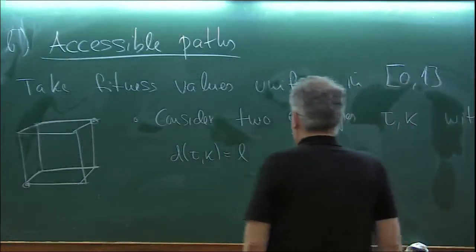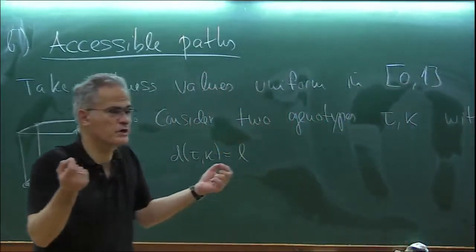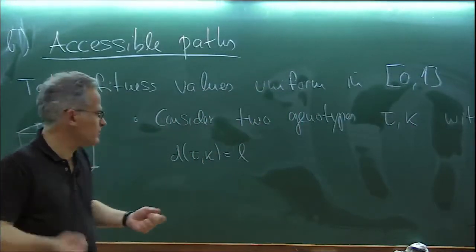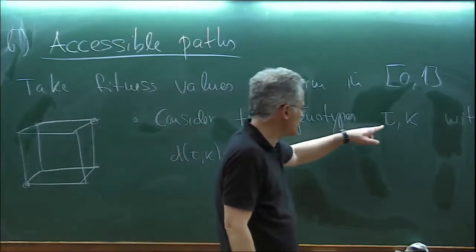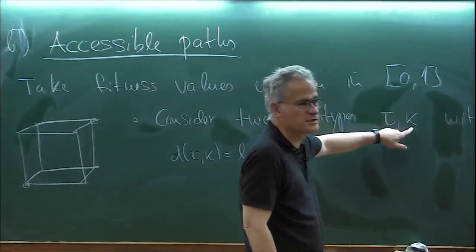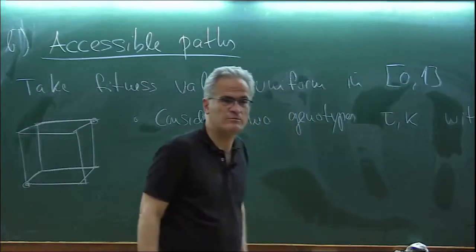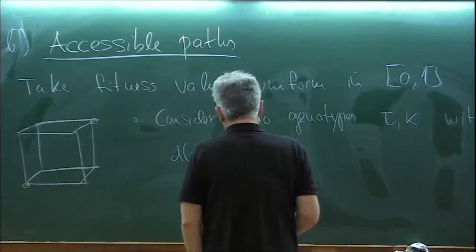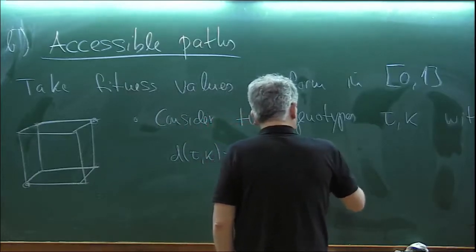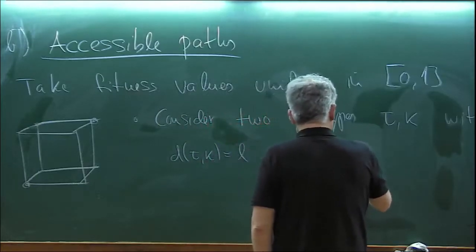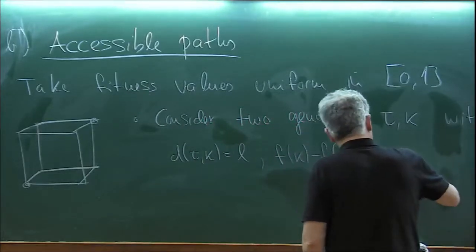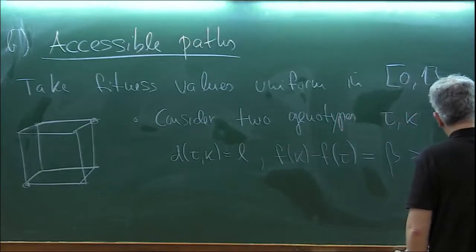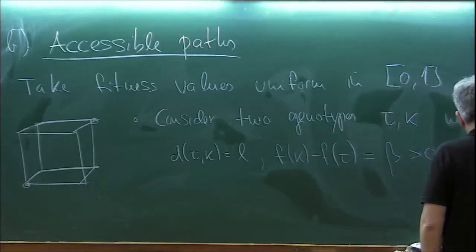Because essentially I'm going to use the same argument over here, so it's probably useful that we clarified this. We want to look at two genotypes at distance L. Obviously, the path goes from tau to kappa. As kappa has lower fitness than tau, there cannot be any path. So I'm also going to assume that the fitness difference between these two, f of kappa minus f of tau, has to be positive, and I'm going to fix it to be some number beta. Beta is some number in the interval between 0 and 1.